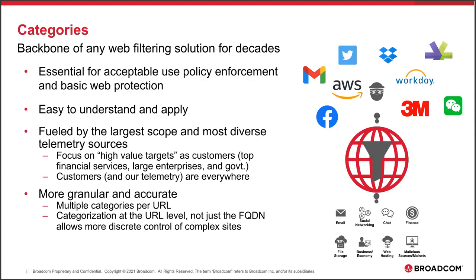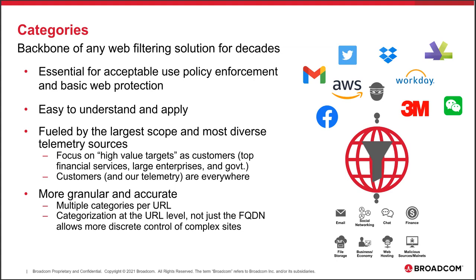And that means that our customers, and therefore our telemetry, comes in from anywhere. That gives us a unique ability to see really weird traffic that comes in and rate it. And it gives us the ability to be more granular and accurate as well. So instead of just having, oh, this is social media or this is a chat, we can actually have up to 4 different categories assigned to a URL.